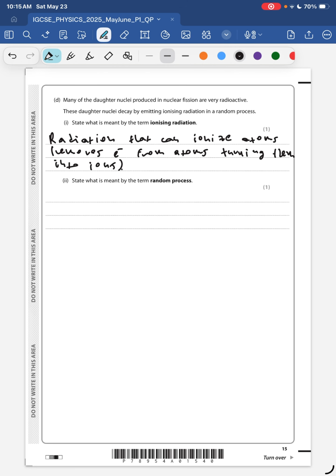Two, state what is meant by the term random process. So it is impossible to predict when any particular nucleus will decay.